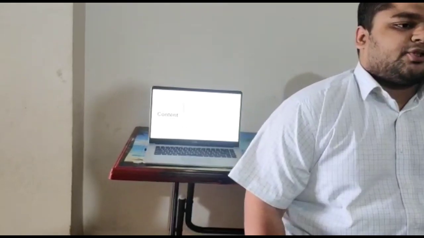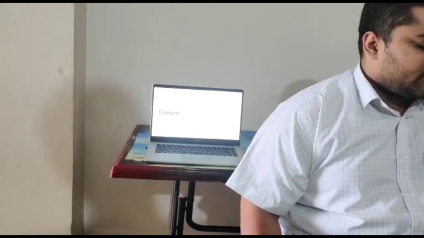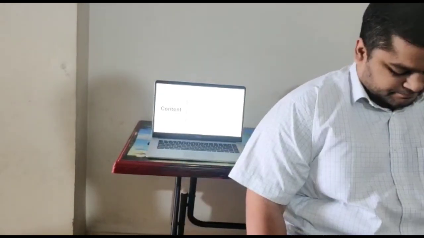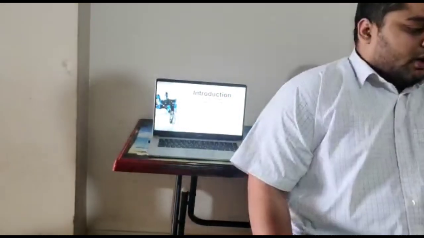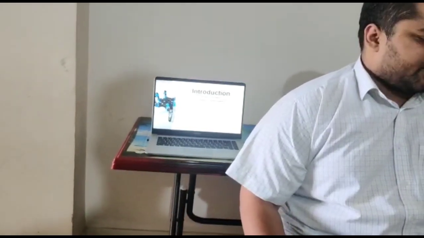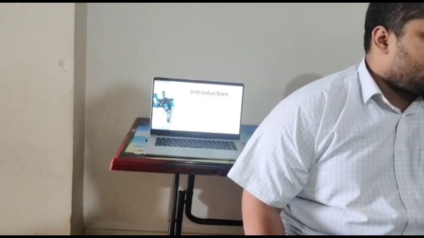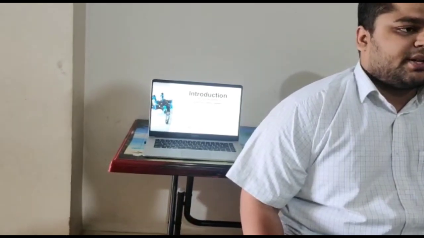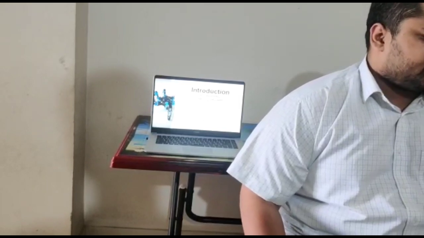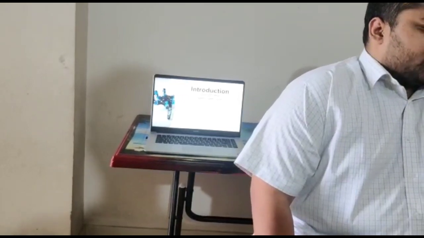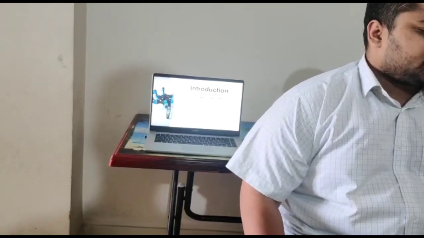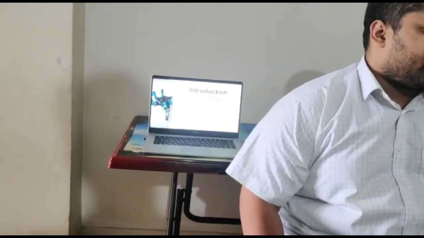Okay, now let's take a look at its background and our motivation to build this type of project. First of all, I want to say about its origin. The term hexapod originated from a Greek word, hexa, which means six, and pod, which means feet. In entomology, the term hexapod refers to the class Insecta or hexapods, any member of the largest class of the phylum Arthropoda.